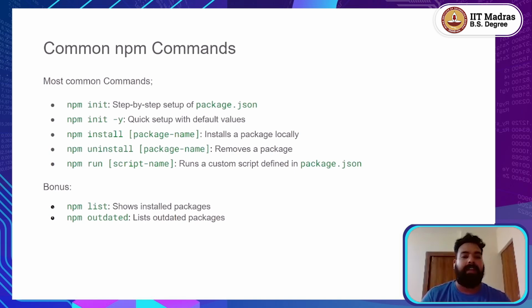Conversely, if you want to remove a package you no longer need, you can run npm uninstall with the package name. To execute scripts that you have defined in your package.json file, for example, to start your development server or to run tests, you will use npm run followed by the name of the script. There are also a couple of bonus commands that are quite useful. Running npm list shows all the packages currently installed in your project, giving you a snapshot of your project's dependencies. If you want to check which of your packages are outdated, you can run npm outdated, which lists packages that have newer versions available.